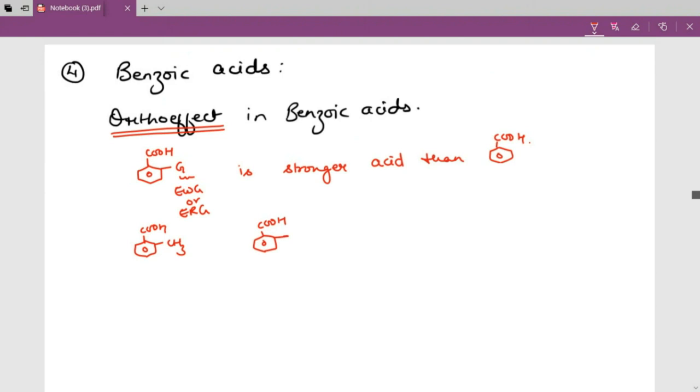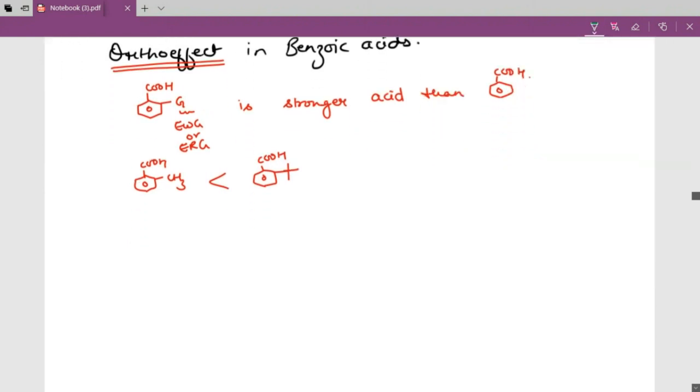As a result, when it is pushed out of the plane, the plus R effect of the ring is diminished, and thereby it becomes an even stronger acid than benzoic acid.